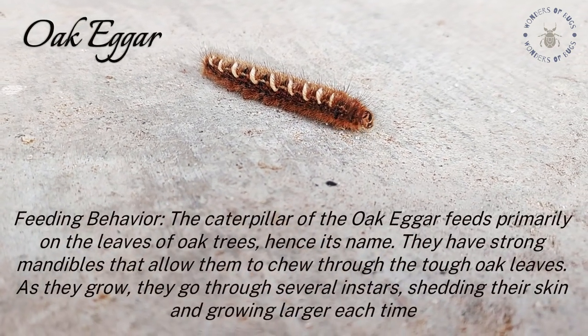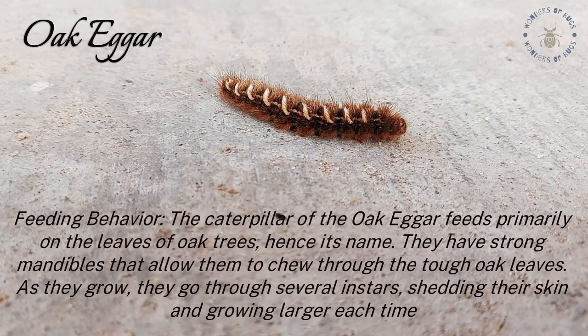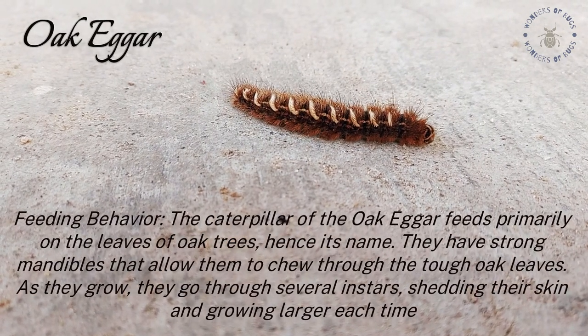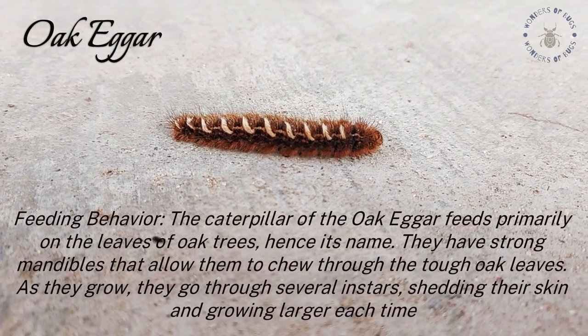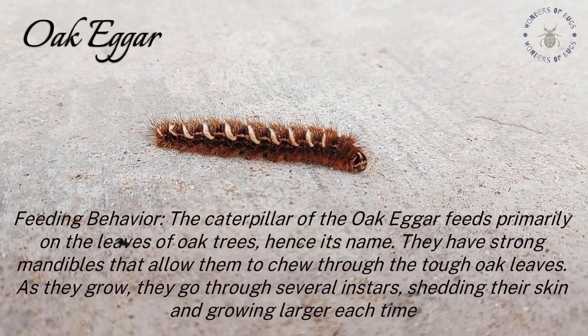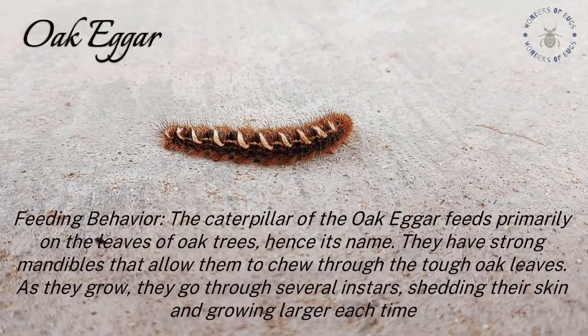Feeding behavior: the caterpillar of the Oak Eggar feeds primarily on the leaves of oak trees, hence its name. They have strong mandibles that allow them to chew through the tough oak leaves. As they grow, they go through several instars, shedding their skin and growing larger each time.